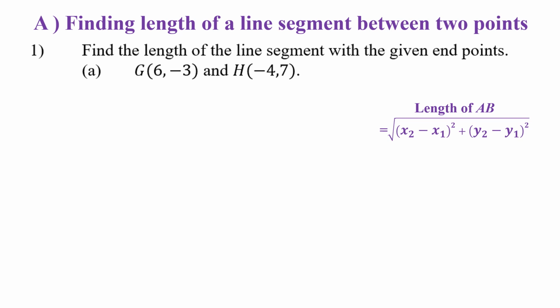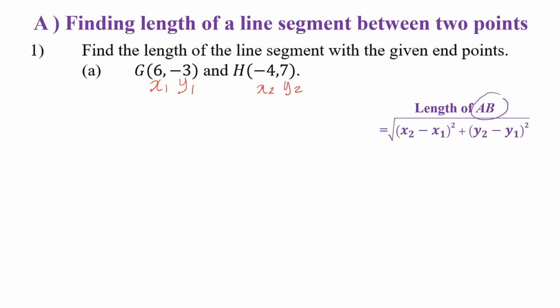A and B are 2 given points here, but we are not finding the length of AB. The points we're given here are G and H. This formula can be used for any 2 points given in the questions. It can be G and H, or K and L, or C and D, and so on and so forth. First, let's label the points. Let's label the x coordinate of point G as x1, the y coordinate as y1, the x coordinate of point H as x2, and the y coordinate as y2.